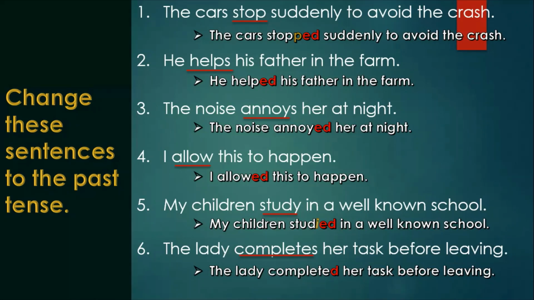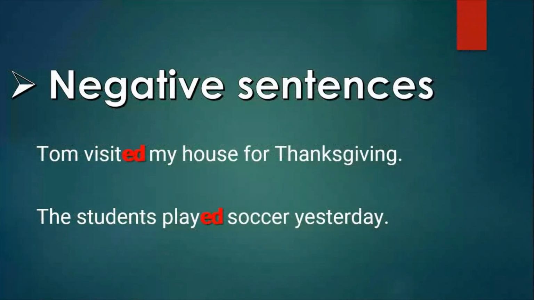You guys are awesome. Okay, so let's go ahead and look at the first negative sentences, okay? So, how do I make my negative sentences? I don't know if you remember a while back, we talked about helping verbs, right? Do you remember that? Yes, so here I have my past tense sentence. Tom visited my house for Thanksgiving, or the students played soccer yesterday, right? So these are in the past, and I'm going to keep them in the past, but now I'm going to make them negative, right? So now I need them to say, no, that's not true. That's not what happened, okay? So how do I do that?